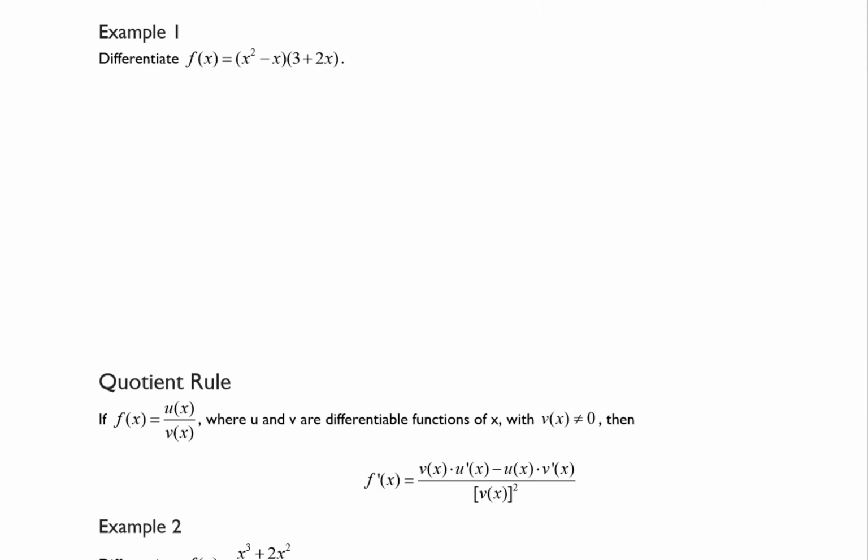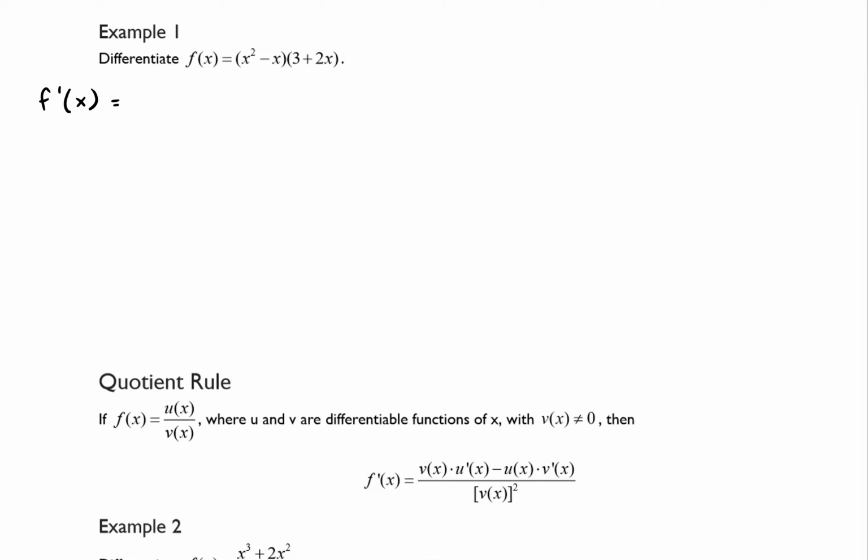Let's put the product rule into practice. Example 1 wants us to differentiate f of x equals x squared minus x times 3 plus 2x. This function might seem familiar because we actually found the derivative of this function in a previous section. However, this time we can use the product rule and we don't have to multiply it out immediately.